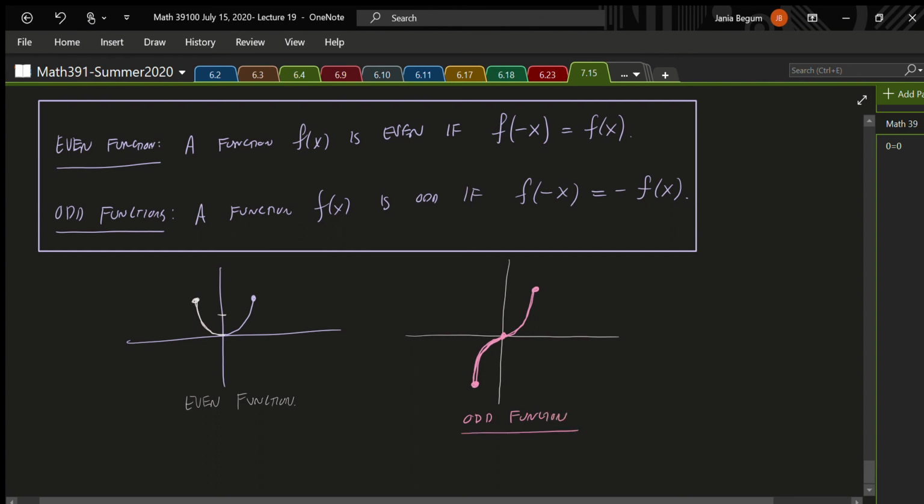So that's a picture of an odd function. This is a picture of an even function. So even functions are symmetric about the y-axis, and odd functions are a reflection about the origin, or a rotation of 180 degrees. So that's how you can think of odd and even functions graphically. Any questions on this?